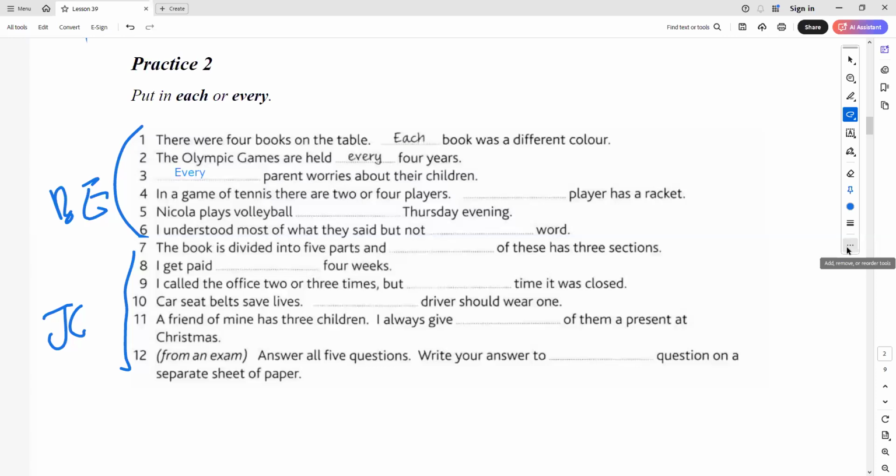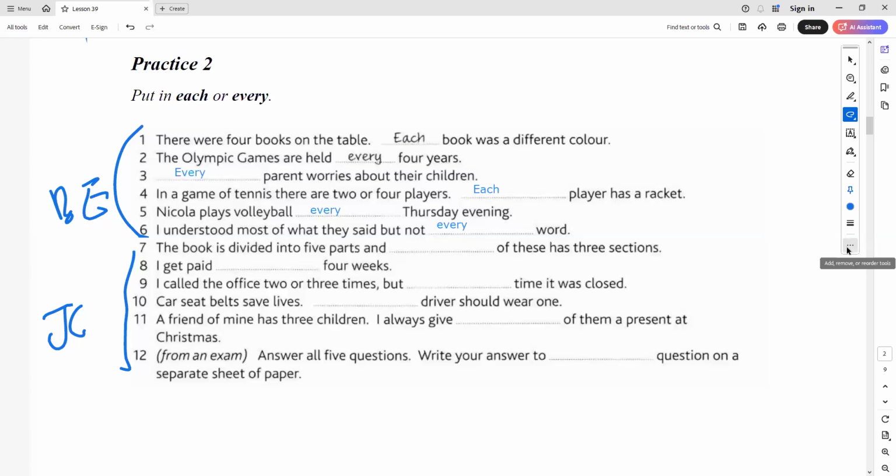Okay, number 5. Koda plays volleyball every Thursday evening. Very good. Every Thursday evening. Okay, frequency. Number 6. I understood most of what they said, but not every word. Okay, understood most of what they said, but not every word. Okay, thank you, Bei En. Very good answer. Okay, Jia Chen.